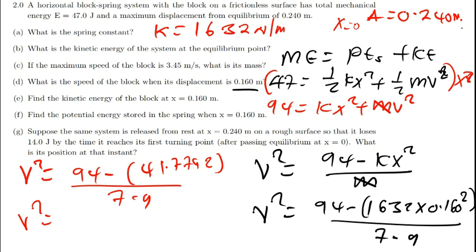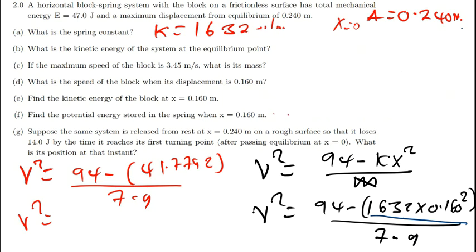Okay, let me redo it again. So we are saying this part here, after I multiply these two, what are we getting? So we have 1600, 1632. Was our k correct? Just a minute.